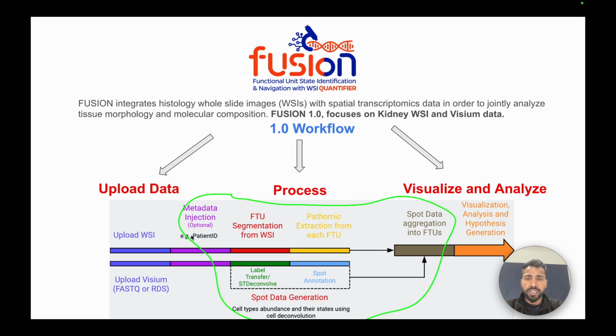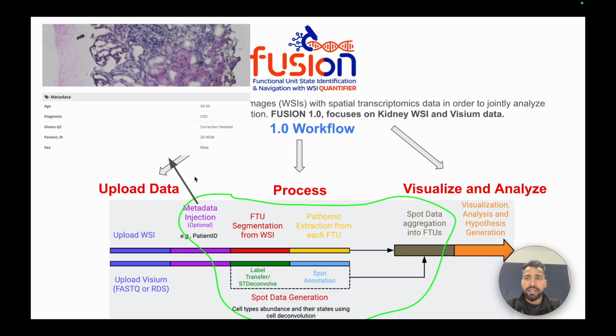The first step is metadata injection, which is optional, where users can add context to the uploaded data. For example, this slide is taken from a male patient who was 30 to 50 years old and had CKD. Like this, we can add more metadata and context to the image.